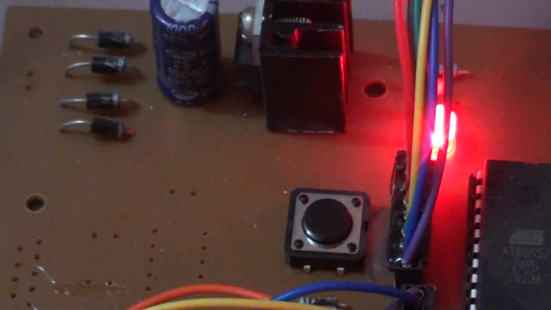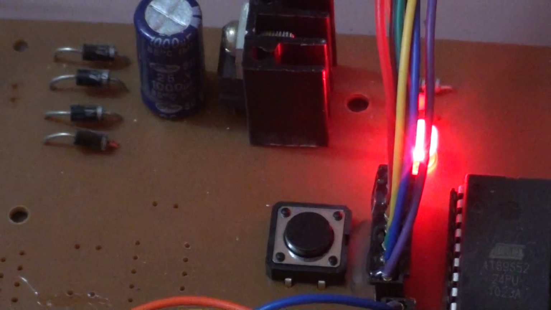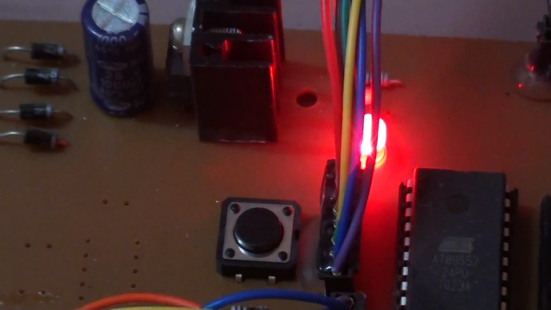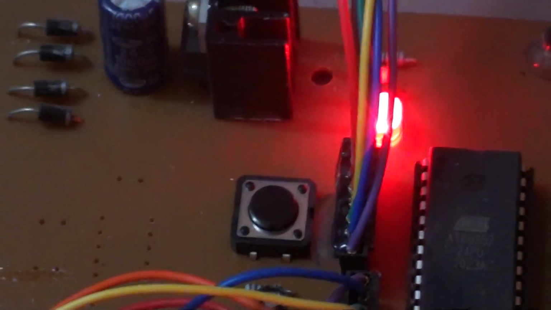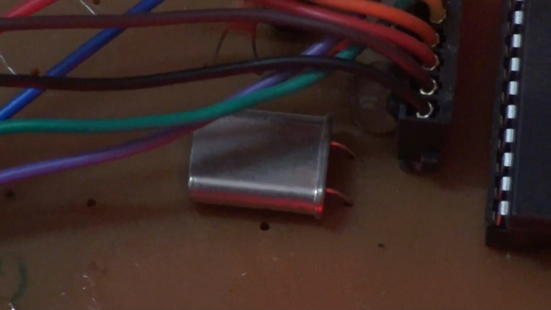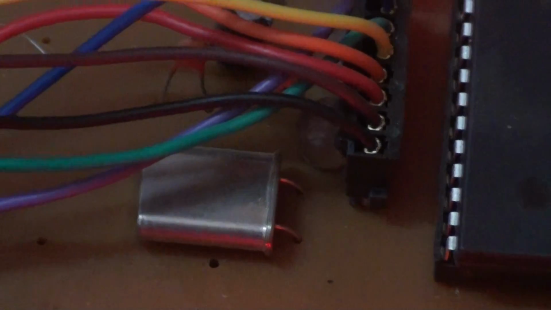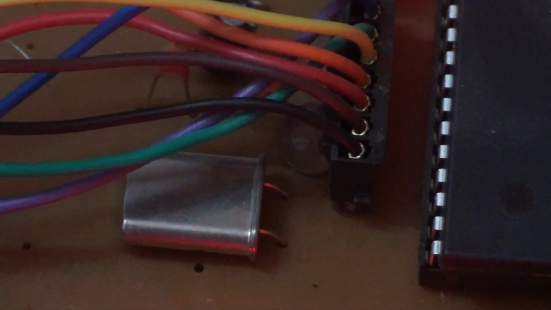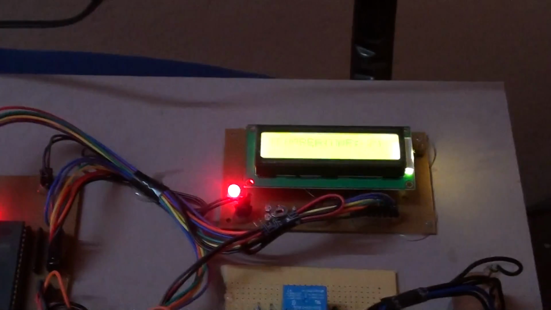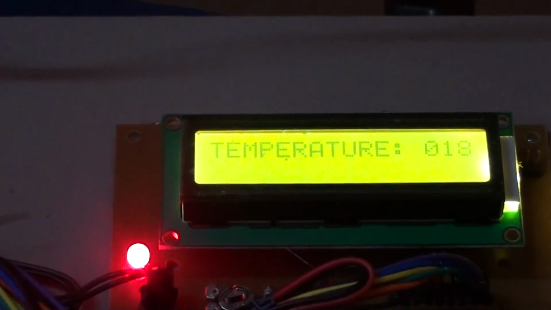And this is called the reset switch. The main purpose of using the reset switch is, if the program has been stuck in between and we press the reset switch, the program will be started from the beginning. And this is called the crystal oscillator. The microcontroller has an inbuilt oscillator but it doesn't have any specific speed, so to provide that speed we are using a crystal oscillator, and its frequency is 11.0592 megahertz. This is about the microcontroller unit.